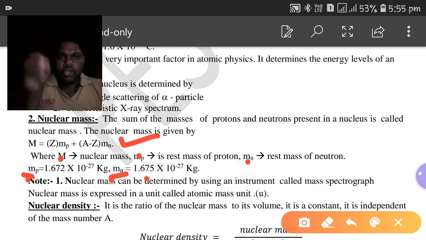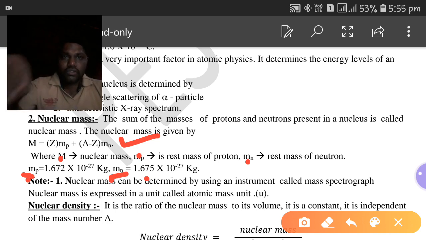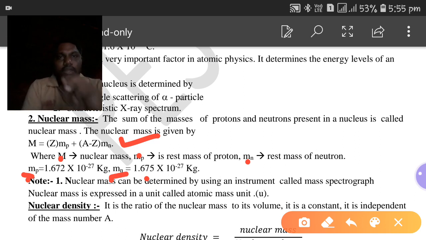Simply, the nucleus contains protons and neutrons. The sum of the masses of the protons and the masses of the neutrons present inside the nucleus gives you the nuclear mass. This is given by the formula M = Z·Mp + (A − Z)·Mn, where Z is the atomic number, or the number of protons, and A − Z is the number of neutrons. Mp is the rest mass of each proton, and Mn is the rest mass of each neutron. And this is about nuclear mass.